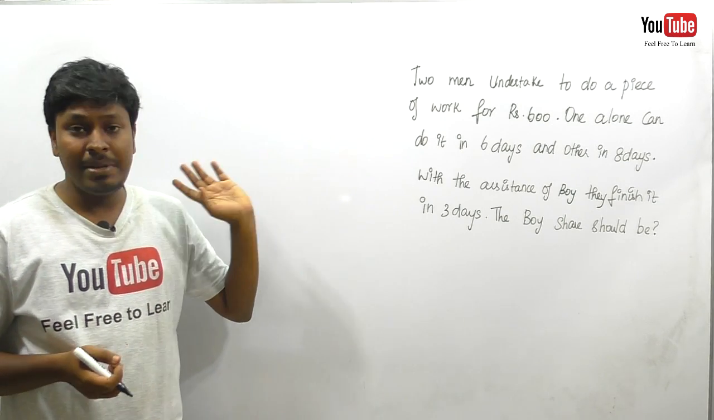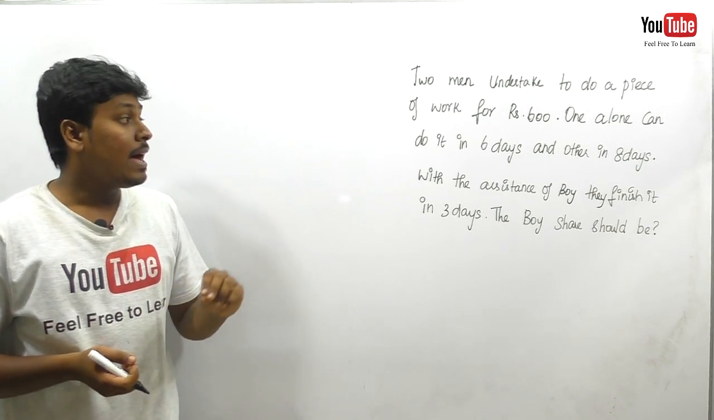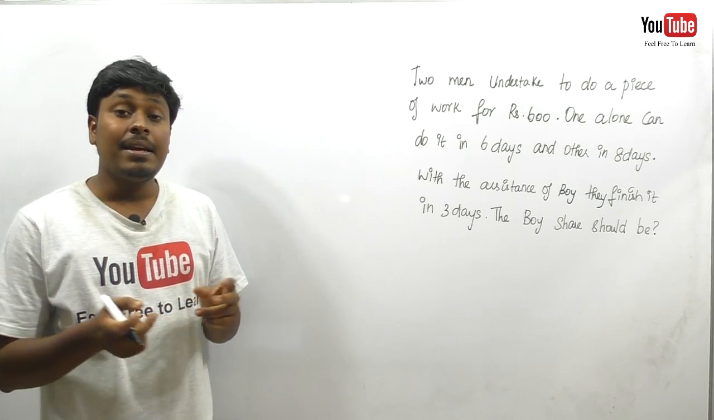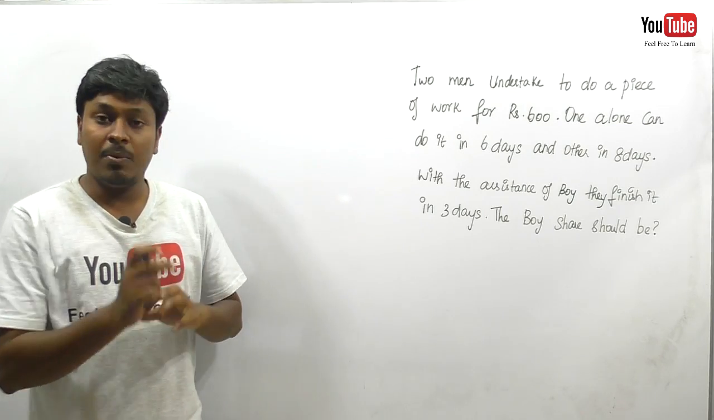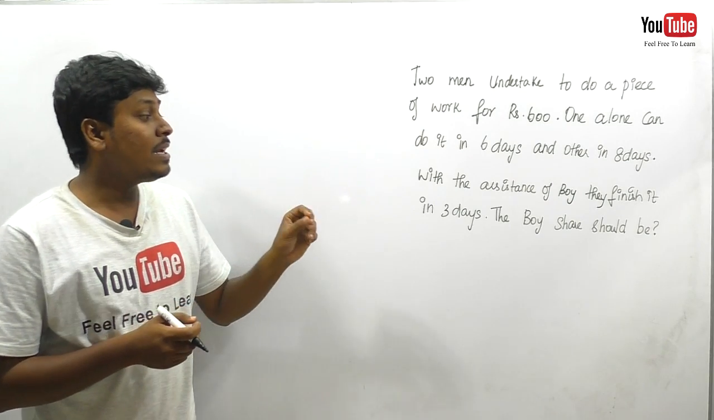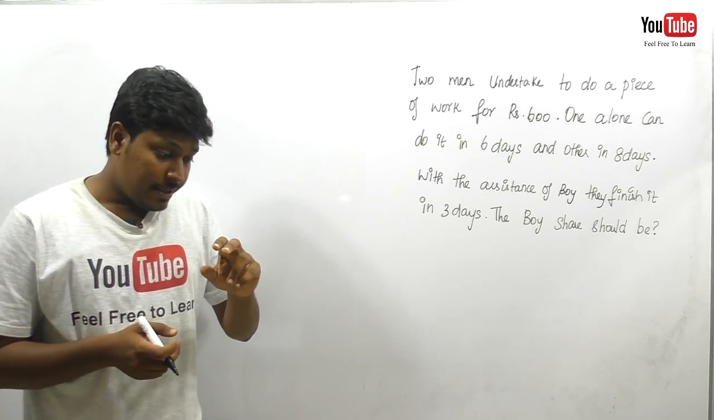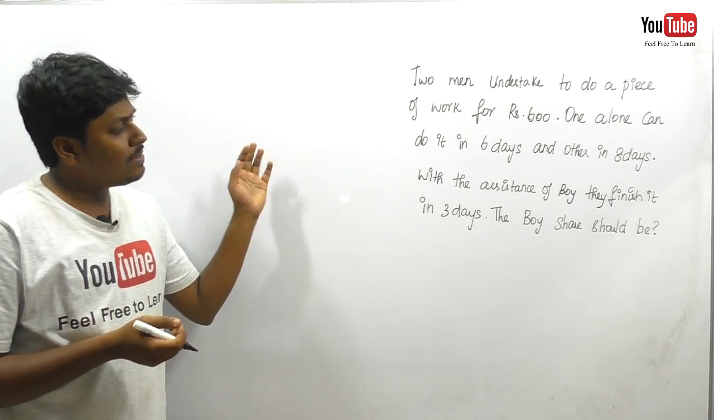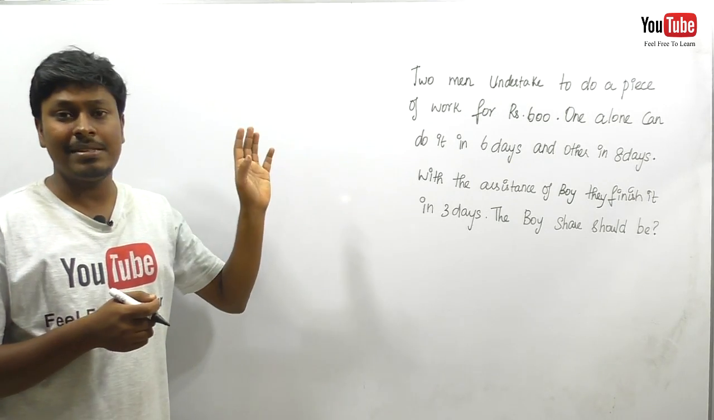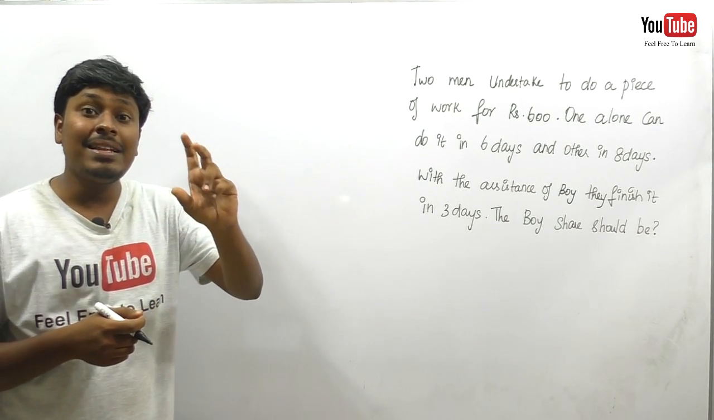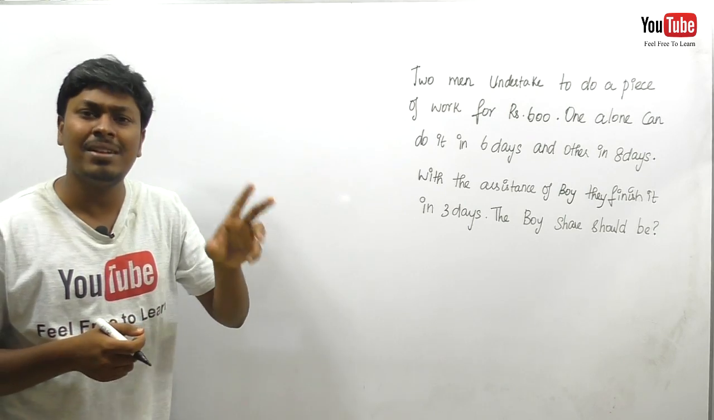2 men are doing a piece of work for rupees 600, right? One can complete it in 6 days and the other man can complete it in 8 days. But with the assistance of a boy, they can complete the work in 3 days, right? Our target is to find the share of the boy. Friends, if these types of questions come in your exam, even if there are more than 4 or 5 people, B and C working, don't worry about that. Our only target is to find the total work. How to find the total work, friends?